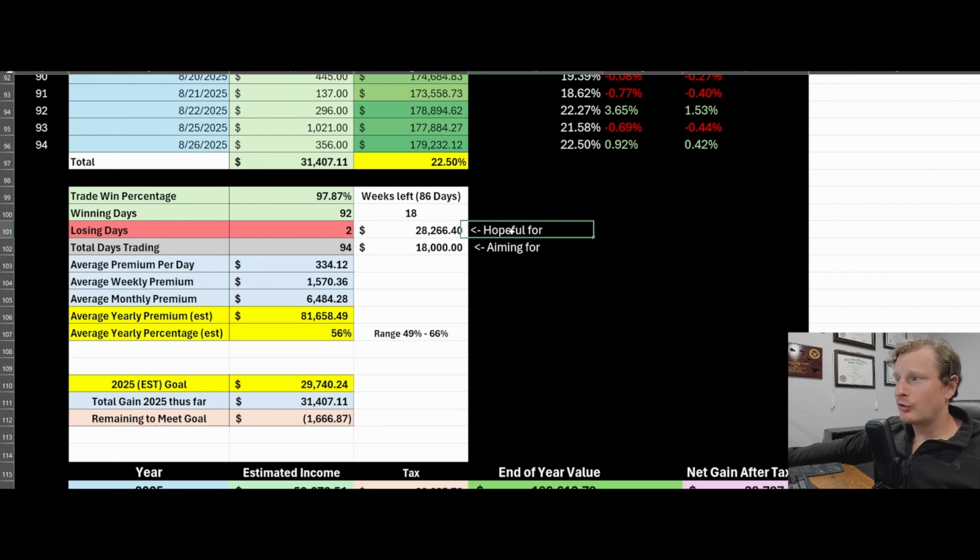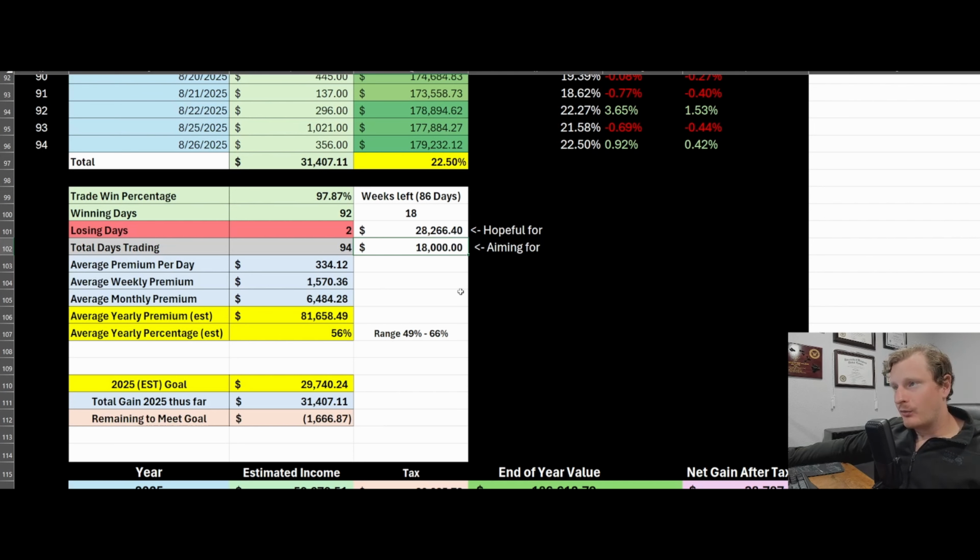Looking at this number, this hopeful number. Because there's 18 weeks left, I came up with the estimate that if I were to continue my trading performance as is, I should make another $28,000 by year's end. But on my conservative side, at a minimum, I would like to make about $1,000 a week.